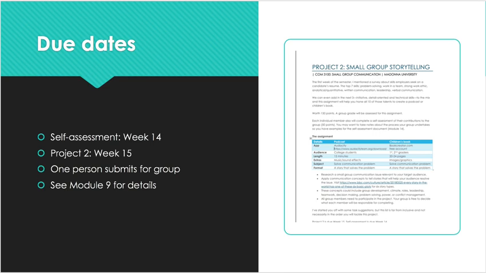So when is this all due? Well, again, you're going to do another self-assessment. It's going to be very similar. Same form you used for the Project 1 self-assessment. That is due on week 14. The final project is due week 15, so the penultimate week of the class, which means next to last. One person is going to submit the project for the entire group.